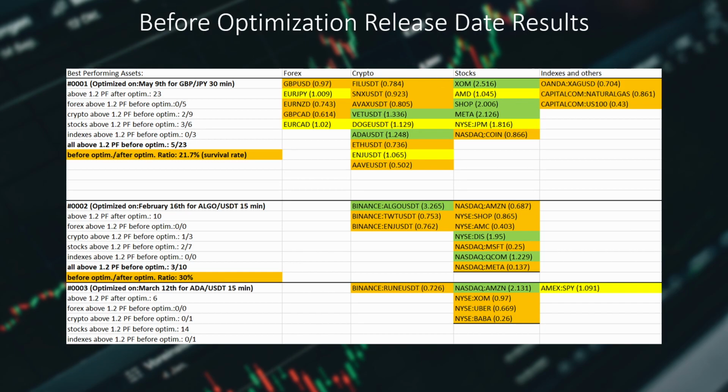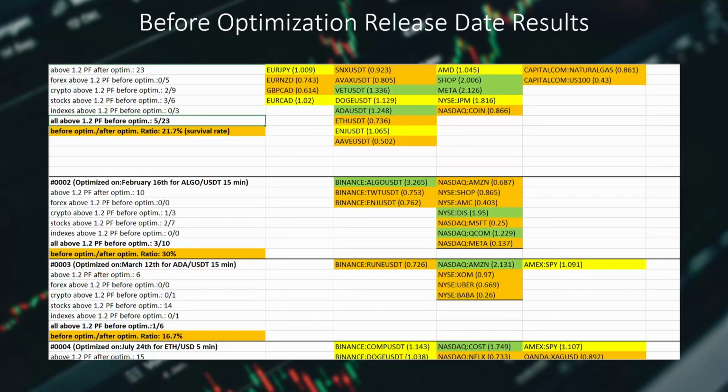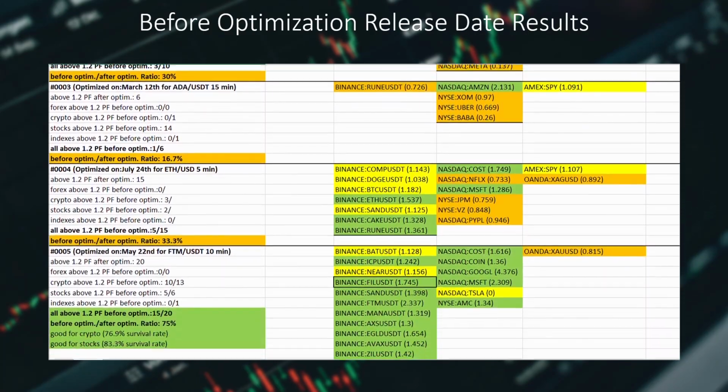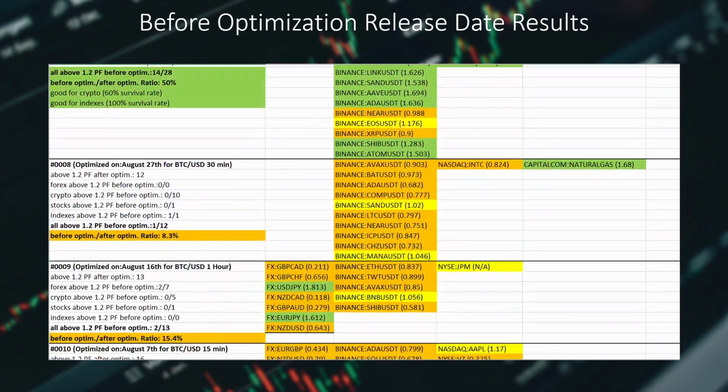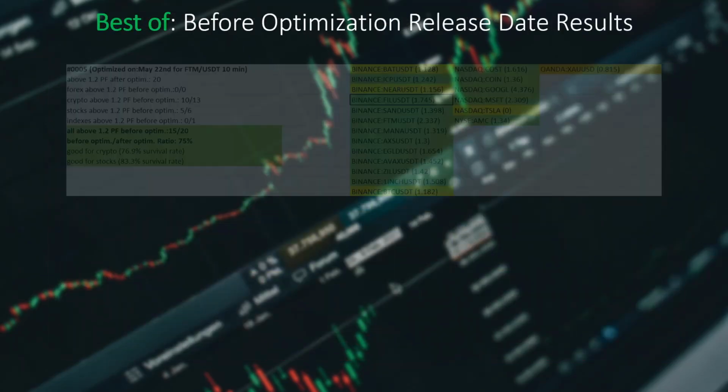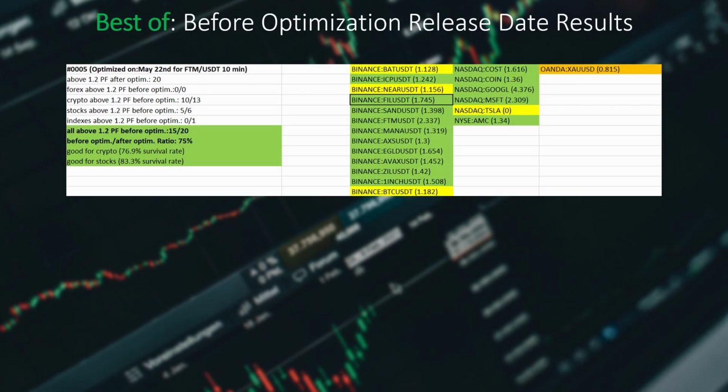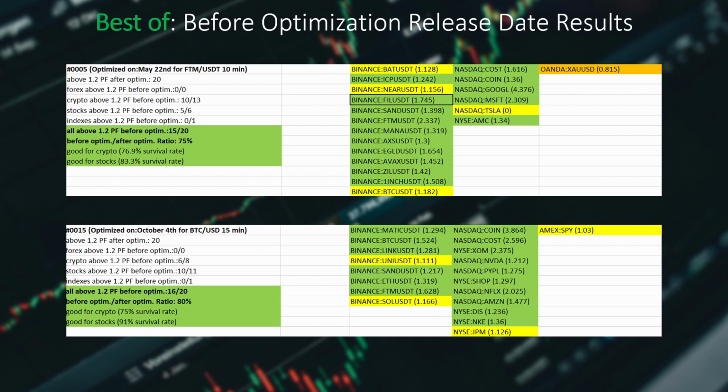I also have color-coded this spreadsheet so it can be easily understood. Assets with profit factor of 1.2 or higher are colored green. Assets with a profit factor between 1 and 1.2 are colored yellow, and assets with a profit factor less than 1 are colored orange. If we quickly scroll through the results, we can easily decide which optimization is worth a deeper look. For example, 005 looks great in my opinion, and 0015 looks even better.